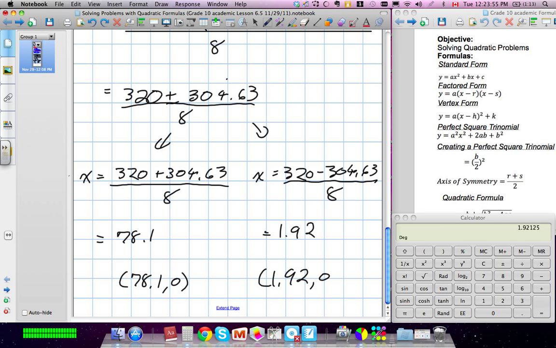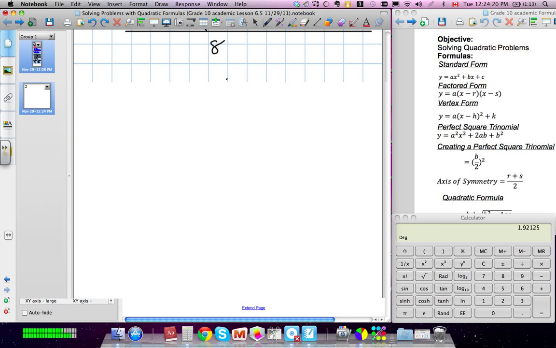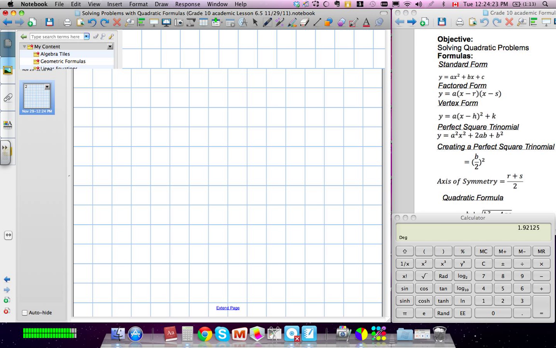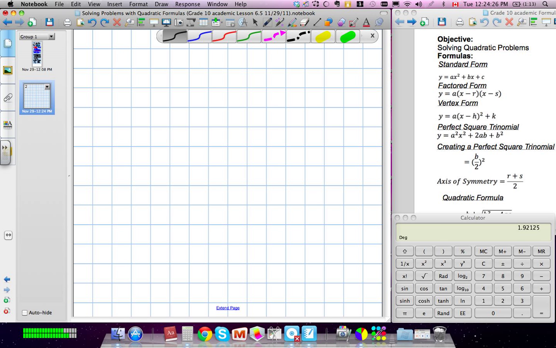So what they're saying is, there are two possibilities for widths of this path. Okay? So we're going to have to check them because we have two answers, which means we have two x-intercepts. So we're going to check it on the next page here. The two possibilities: we can reduce the path sizes by 1.92 meters, or we can reduce them by 78.1 meters. Remember our original question?